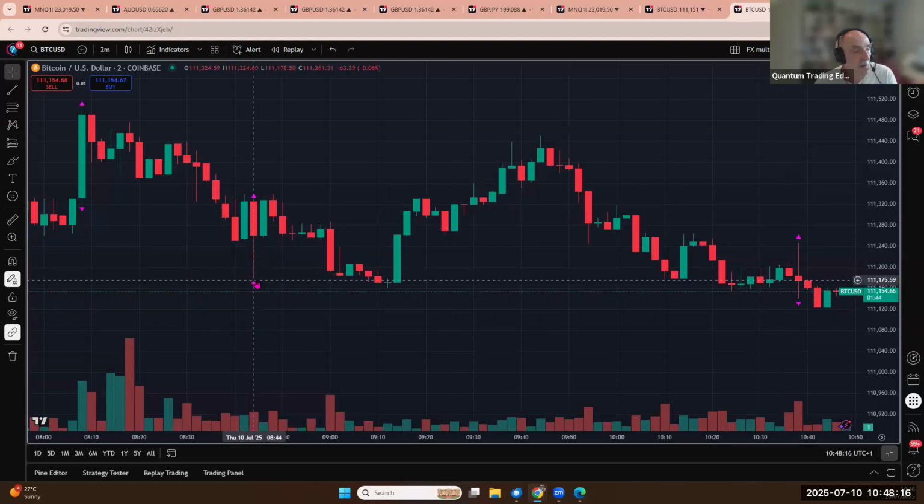Another one over here, nice move to the downside. They didn't participate in that one. And that's a trap move, which you'll see all the time. The volume falls away dramatically and then it snaps to the upside. No great surprise to see that.